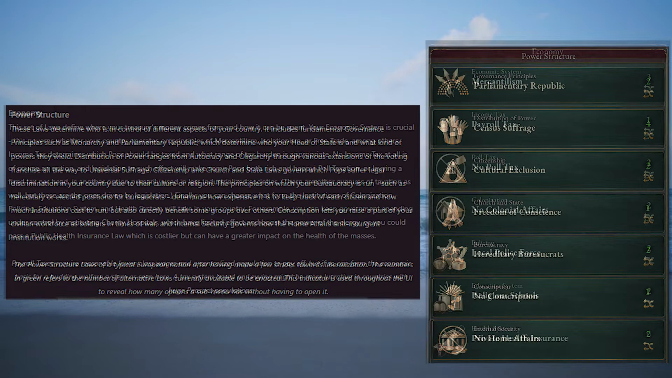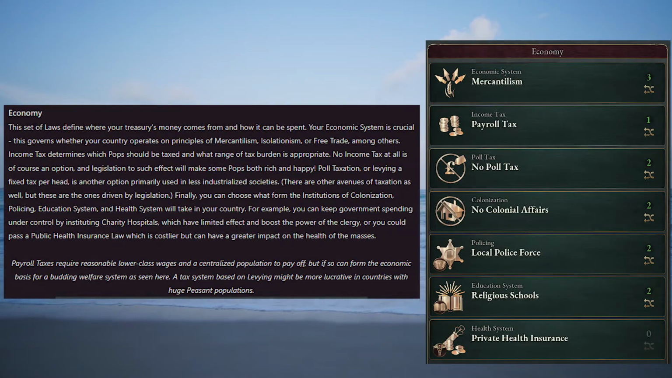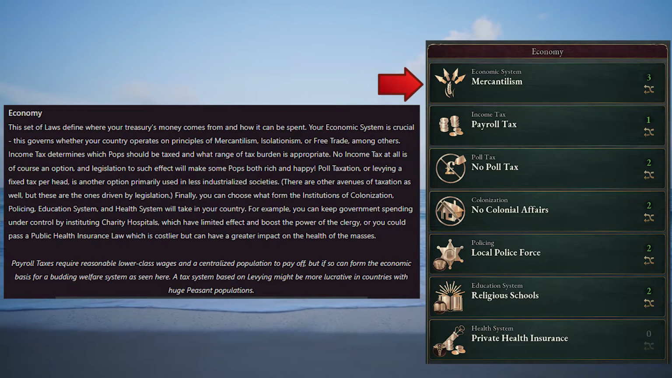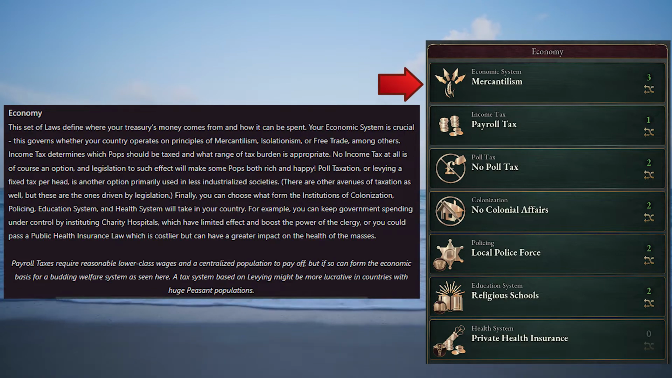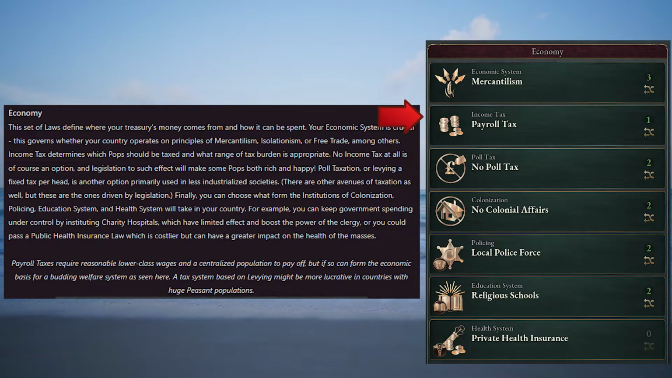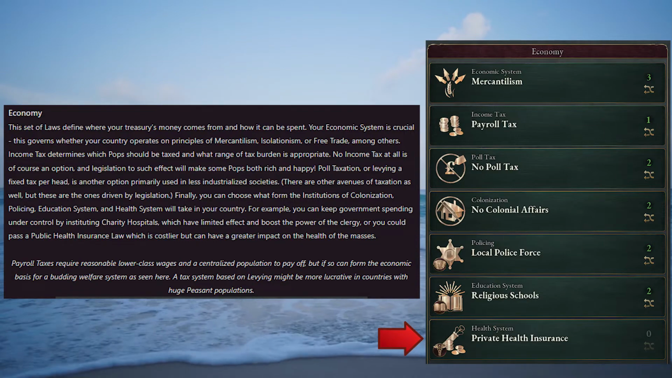nation. Economy laws determine where your money comes from, as well as how it can be spent. The subcategories shown here are economic system, which self-explanatorily determines the principles under which your country operates, with mercantilism, isolationism, or free trade being listed as options; income tax, which decides who is taxed and to what extent; poll tax, or whether your citizens are charged a fee to vote; and colonization, policing, education system, and health system, all containing laws pertaining to the control, for a cost of course, the government has within those fields.